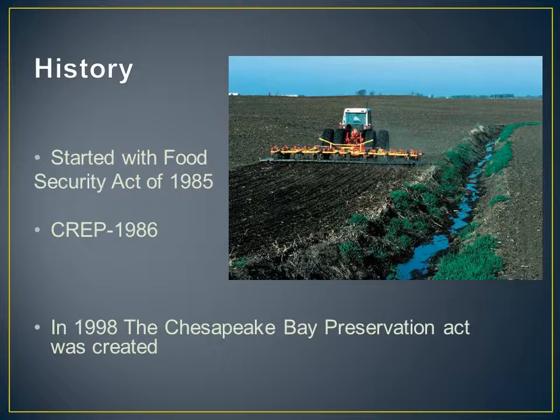CREP was put into place in 1986 by the United States Department of Agriculture and helped farmers manage wetland area. In 1988, the Chesapeake Bay Act was created, whereby the Chesapeake Bay and all its tributaries are to be protected. Since then, other efforts have been put into place to offer incentives to farmers to turn their wetland areas into non-wetland areas and be compensated for it.